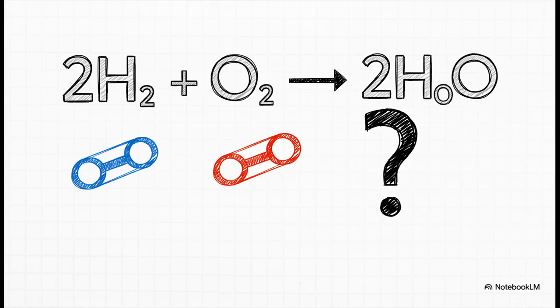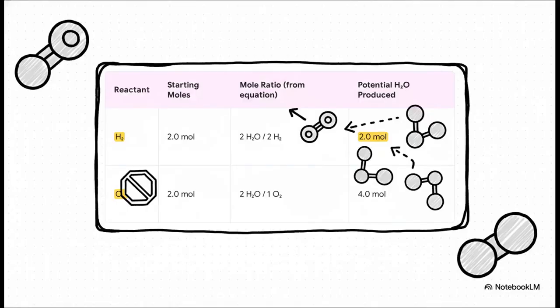Okay, let's put this into practice with a super classic example, making water from hydrogen and oxygen. The recipe here says we need 2 parts hydrogen for every 1 part oxygen. Now, let's say we start with 2 moles of each. Which one do you think is going to run out first? All right, let's look at the math. The equation tells us that 2-to-1 ratio is key. So if we look at the table, our 2 moles of hydrogen can produce a maximum of 2 moles of water. That's its ceiling. But our 2 moles of oxygen, they actually have the potential to make 4 moles of water. So since hydrogen maxes out at a lower amount, it's our limiting reactant. The reaction will stop dead once 2 moles of water are made, and we'll even have some oxygen left over.